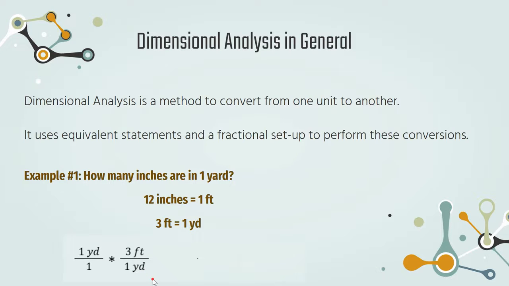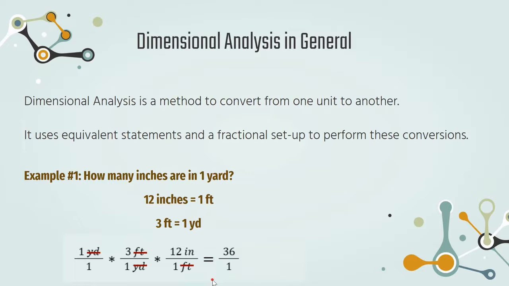However, if we stopped here, we'd be at feet. So let's also add another fraction here where feet is on bottom and inches are on the numerator. And we know that 12 inches is equal to 1 foot. If I then canceled units, I would see that yards would cancel out because they're a numerator and denominator. Feet would cancel out because they're a numerator and denominator. And I'm left with inches, which is what the question asked for.